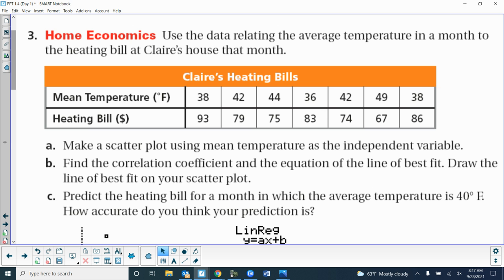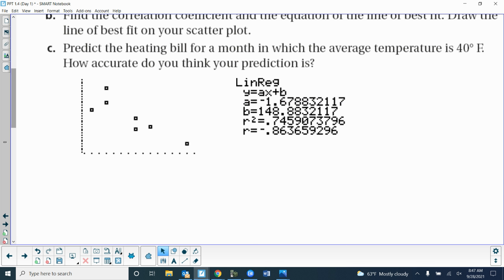If the temperature was getting hotter and the heating bill was going up, that would be a positive correlation, but that usually doesn't happen, right? Usually you want your air conditioner to come on, right? All right, so it says find the correlation coefficient. That's the R, so it's negative 0.86. That's pretty strong, but we were in the 99s and 98s yesterday, right?